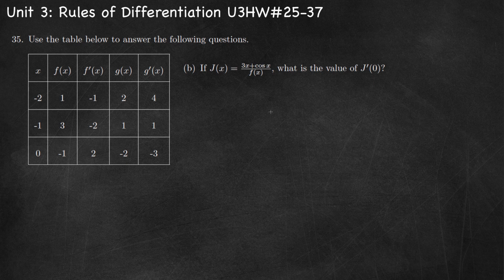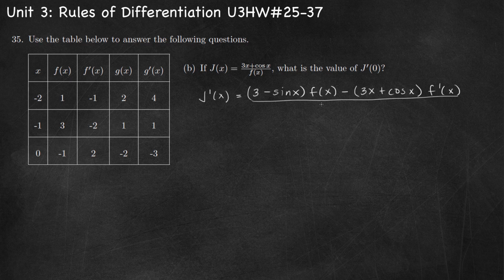Part B, if j equals 3x plus cosine x over f of x, what's the value of j prime of 0? So first we'll find j prime of x using the quotient rule. Derivative of the top is 3 minus sine x times the bottom, f of x, minus the top, 3x plus cosine x, times derivative of the bottom, f prime x, all over bottom squared, so f of x squared.